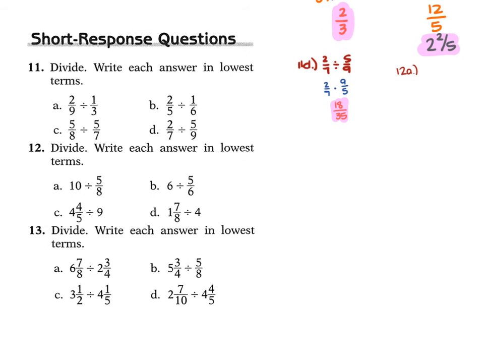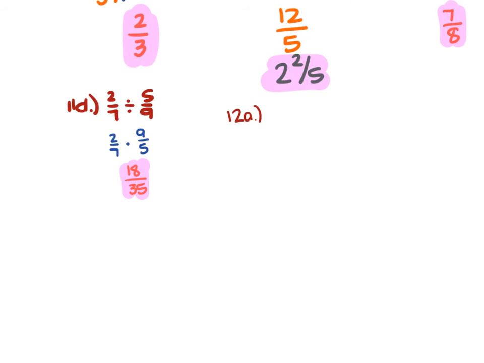For 12, for A, we have 10 divided by 5 eighths. So when I turn this 10 into 10 over 1, I'm also going to keep, change, flip. So I'm just going to rewrite this as 10 over 1 times 8 over 5. We can simplify the 10 and the 5. The 10 becomes a 2, 5 becomes a 1. So it's just 2 times 8, which is 16.